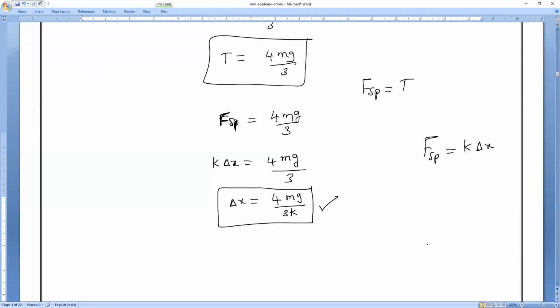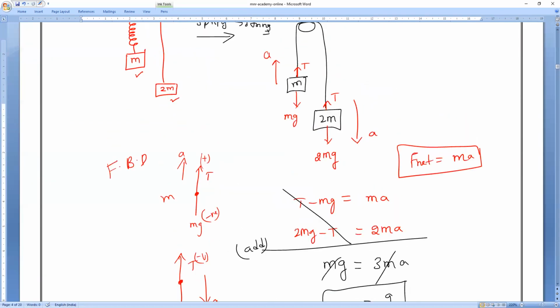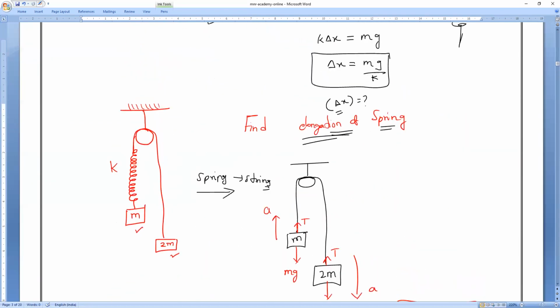Do you all understand how to find it? Everybody clear? What we have to do is imagine that the spring is like a string. Spring is like a string. That's how it is. Understand? Everybody clear?